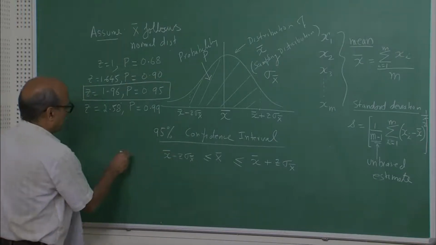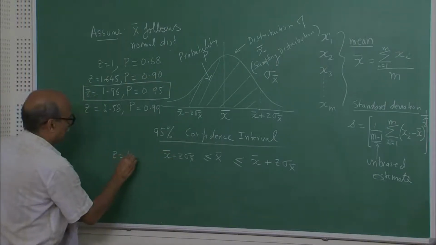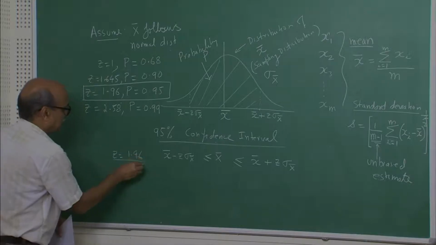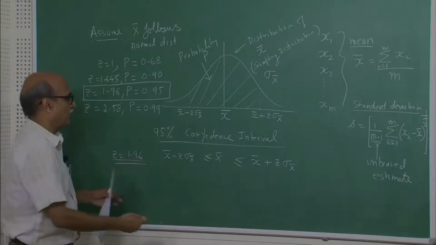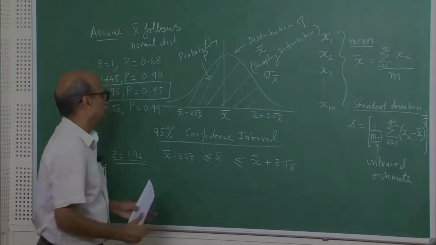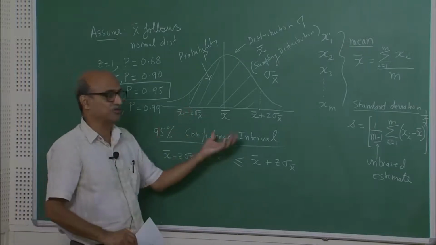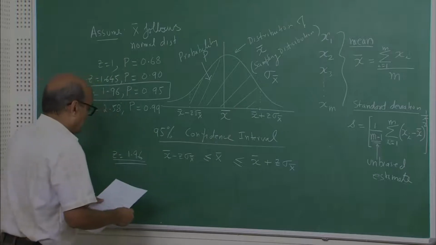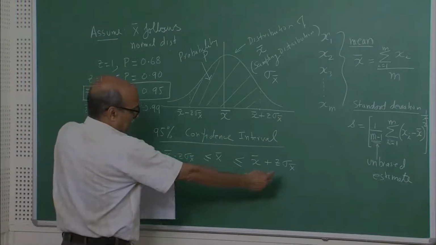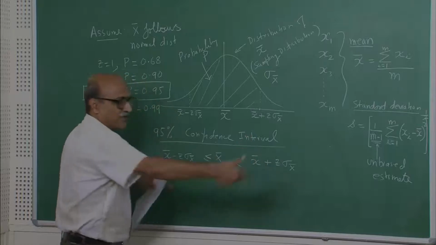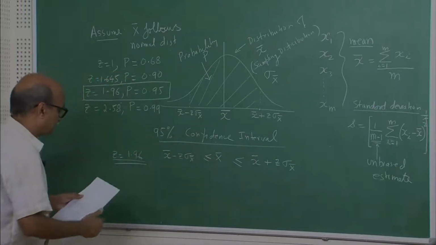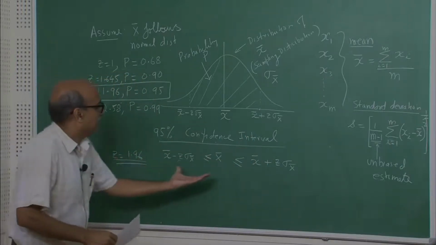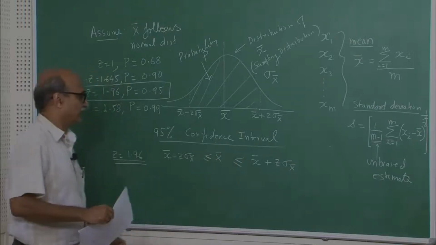and by putting z equals 1.96, I will get what is called the 95% confidence interval. This is sometimes also referred to as an error bar that one would see.